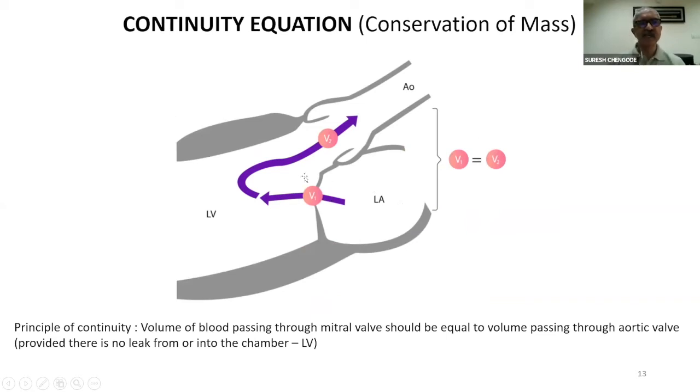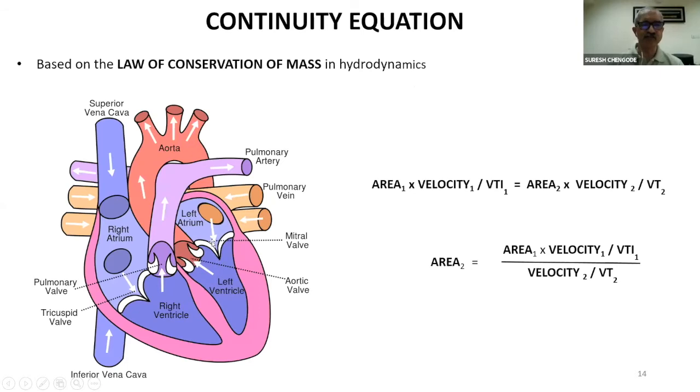Now, this can be put into use in the clinical scenario on the left side of the heart, the right side of the heart, or between the left and right side of the heart, including the lung, provided there is no ASD, VSD, PDA, or any aortopulmonary collaterals. So if you know the cross-sectional area of one of those valves and the velocity or velocity integral through that valve, and you can measure the velocity and velocity integral at another valve, the cross-sectional area of that particular valve can be calculated using the continuity equation.